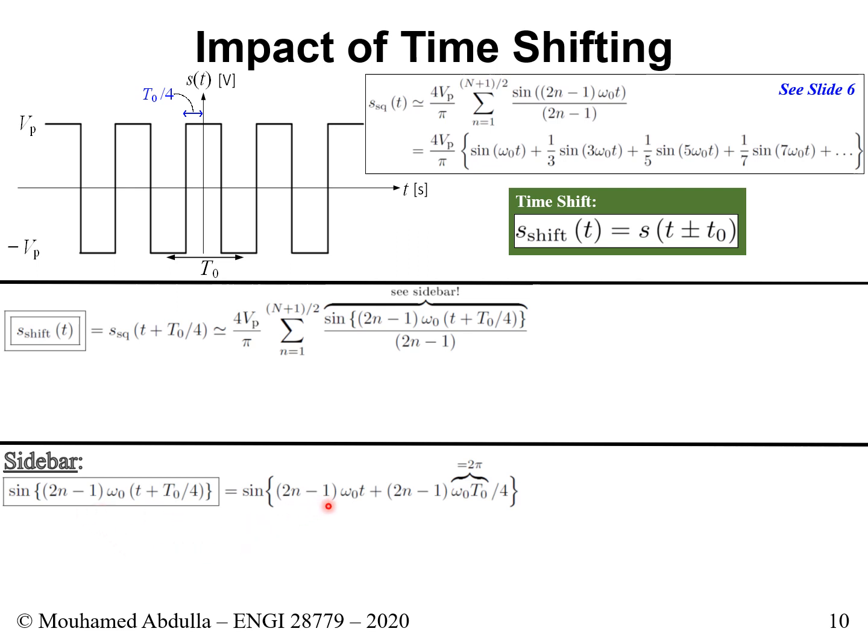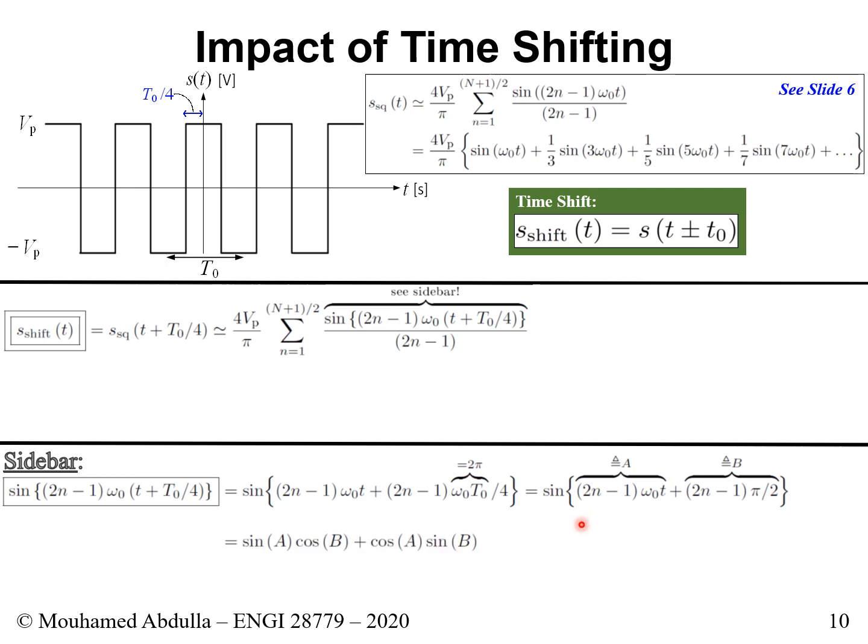We get 2n minus 1 omega naught t plus 2n minus 1 times omega naught t naught over 4. At some point earlier in this lecture, we said that anytime you see an omega naught multiplied by the period, this is essentially equal to 2 pi. So you could right away remove this and enter 2 pi. It gives us a more direct result. So let's just do that, and what we end up getting is this.